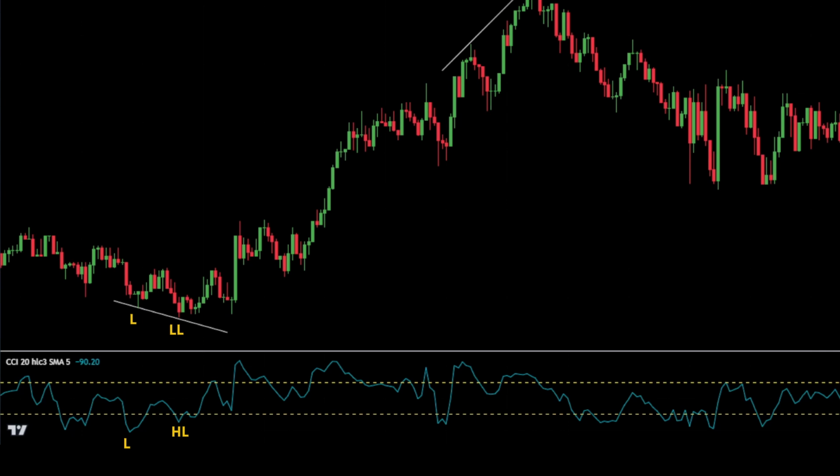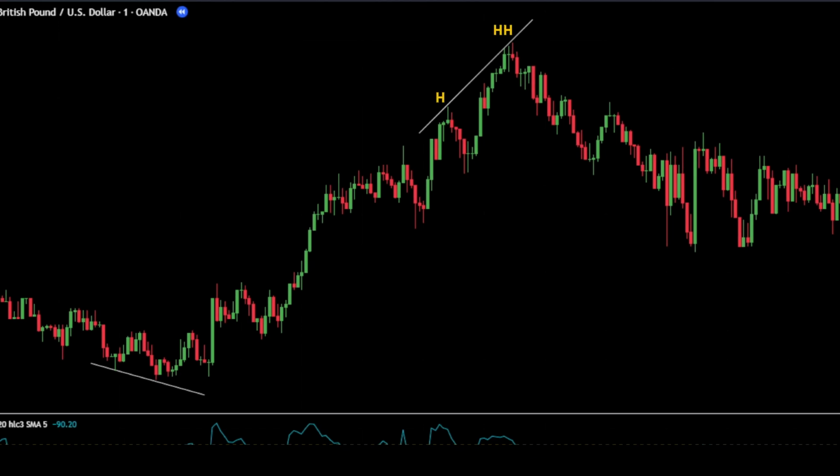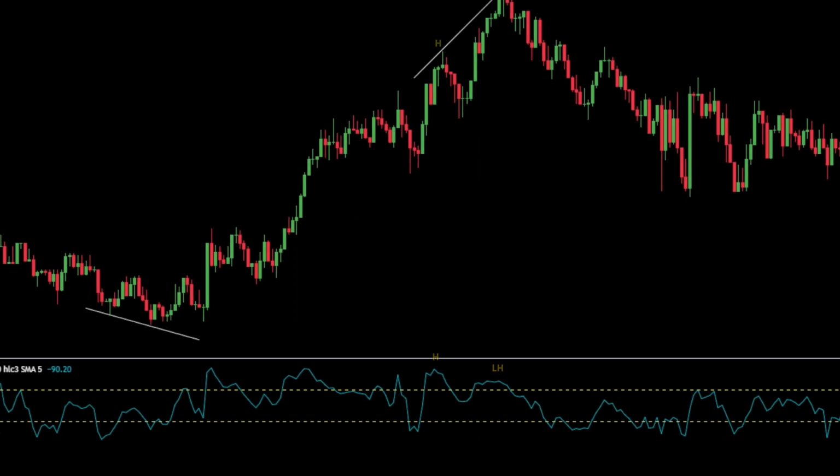If the CCI indicator forms a valid bullish divergence pattern, your main focus is to find the best point to place a buy order. On the other hand, a bearish divergence is a situation where the price forms a higher high or a new highest point, while the indicator forms a lower high or a high point that is lower than the previous high. If the CCI indicator forms a valid bearish divergence pattern, your main focus is to find the best point to place a sell order.